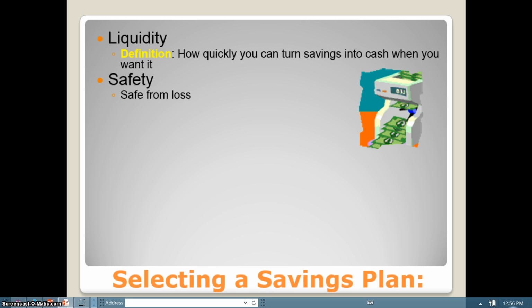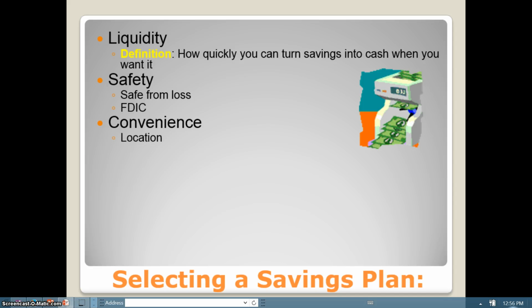Safety. Is it safe from loss? Meaning that is there any risk to this investment where I may lose not only interest but possibly principal? So because these are FDIC insured, they are guaranteed up to $250,000. So if the bank were to lose its funds by filing bankruptcy, misallocation of its loanable funds, then your funds would still be safe up to $250,000.